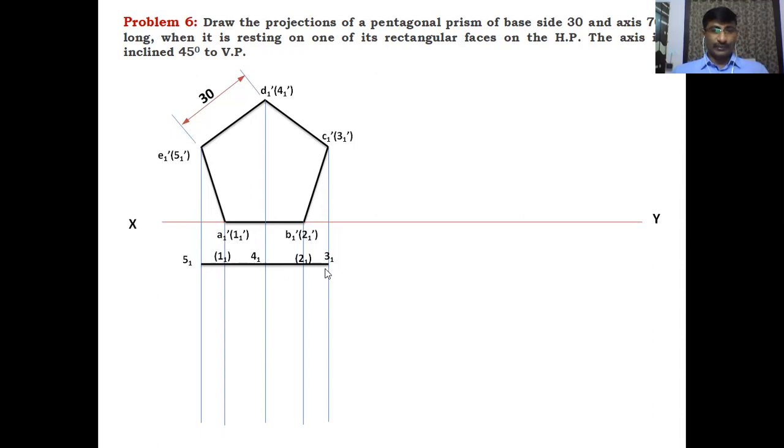Take one of the base points, and draw the perpendicular to the base at a distance of 70 mm. Axis length is given as 70 mm. This is 70 mm. All lines should be 70 mm in length, and join those vertical lines with the other base. This is the other base, a dark line.